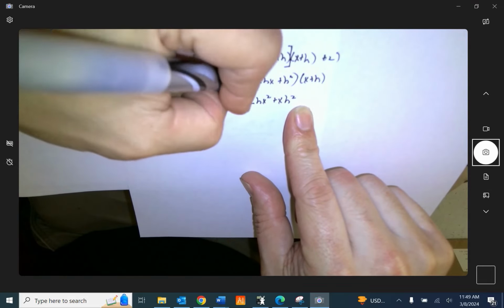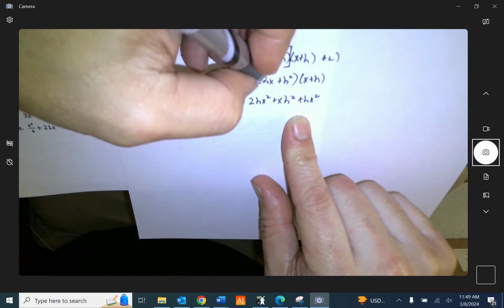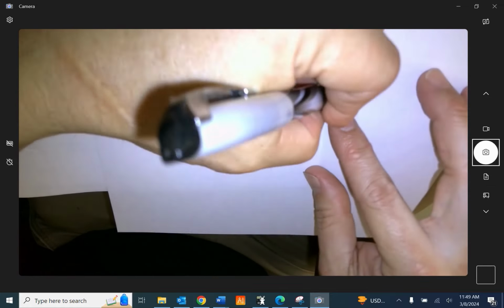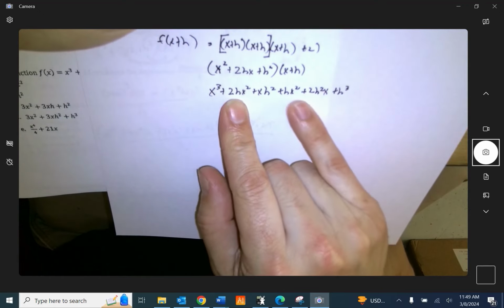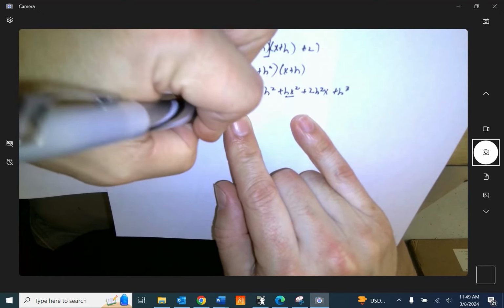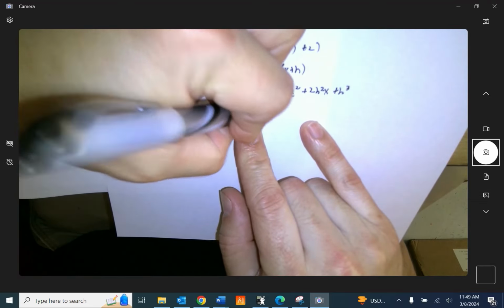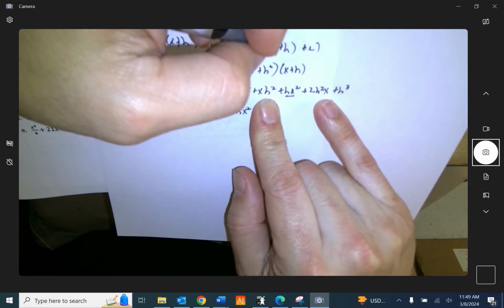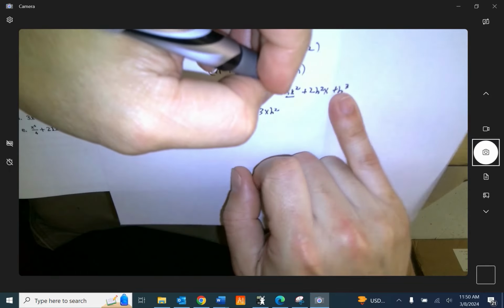There's where I messed up. Plus hx squared plus 2h squared x plus h cubed. So I messed up here. I can see it now. If I put these two terms together, which are like terms, I will have 3hx squared. And those are like terms. They don't look it, but they are. I'll have 3xh squared. And then I have my plus h cubed.